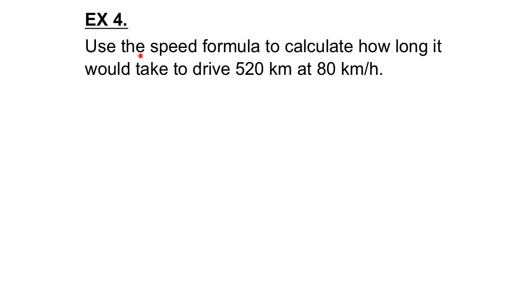Next example, use the speed formula to calculate how long it would take to drive 520 kilometers at 80 kilometers per hour. So I'm going to start with my speed formula. S equals d over t. Speed is distance over time. But this time I want to calculate how long it would take. So that's time. I'm going to rearrange my formula to solve for time. Now a lot of people think, oh, I need to solve for t, so I divide both sides by d. So they end up with t equals s divided by d. And that is completely wrong.